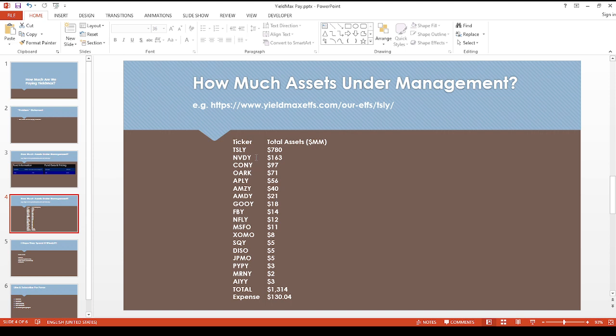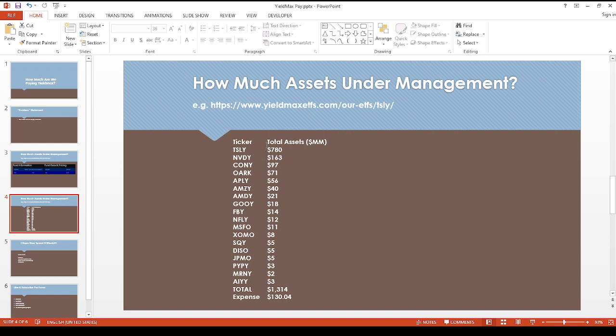Seeing CONY in third place isn't too surprising since they've been holding up pretty well, and they're still paying out good dividends. AMDY, I'm surprised it's only 21 million, but I guess it's because the whole thing is relatively new. I think all of these are probably about 1 year old. I think TSLY and OARC were the OGs, and then all these other guys came in afterwards. And just scanning through the list, it kind of makes sense.